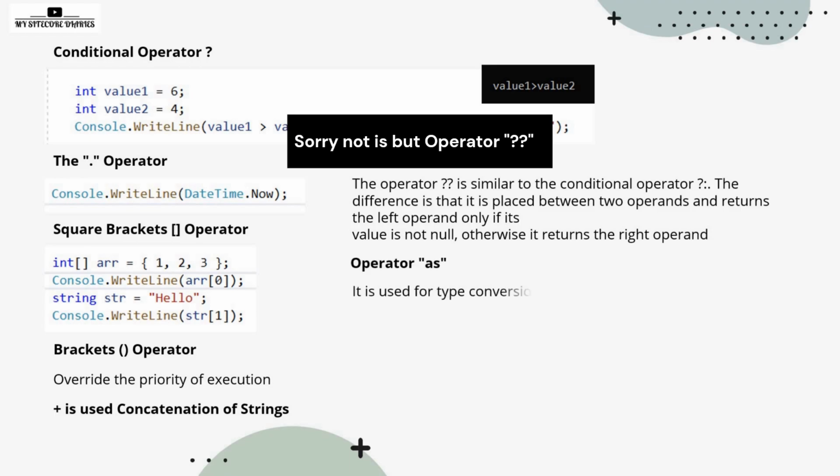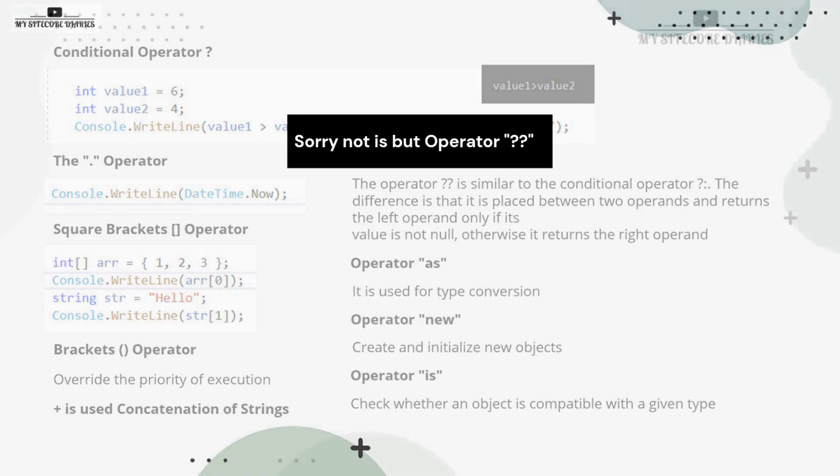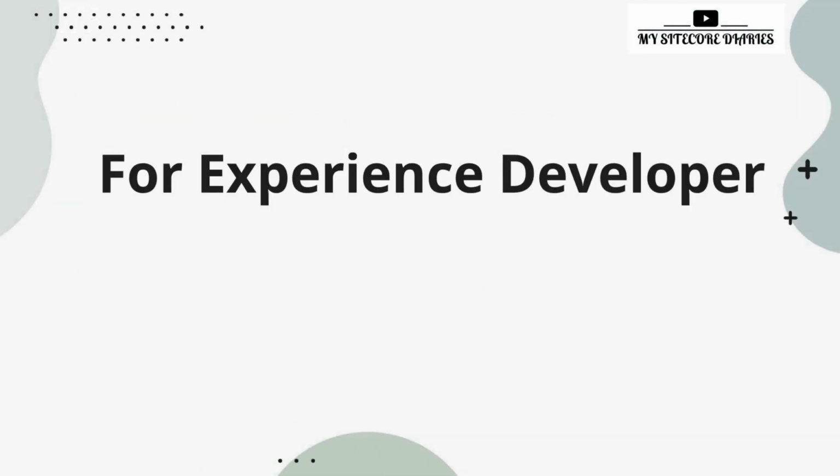Then you have the operator as, used for type conversion. You have the operator new. It creates and initializes a new object. The operator is checks whether an object is compatible with a given type. So if you want to check the type, whether it is compatible with the type or not, then you can use the is operator. So now we are done with the scope of the topic.